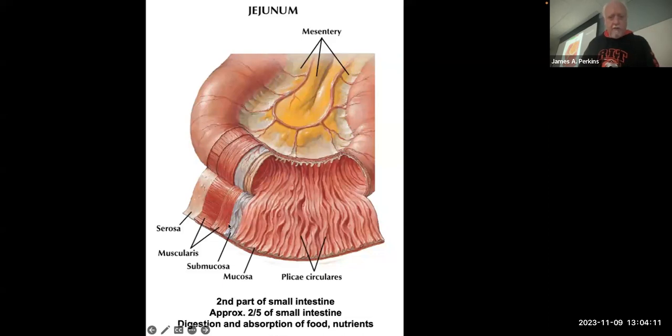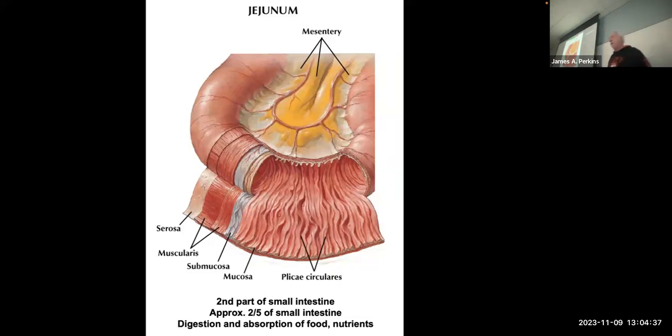Just outside of the mucosa is the submucosa, and this is where you find lots of little tiny capillaries, which are the vessels that are then going to absorb those nutrients into the bloodstream. Outside of the submucosa are two layers of muscles. There's an inner layer of circular muscle fibers, and then an outer layer of longitudinal muscle fibers that are running the whole length of the digestive tract.